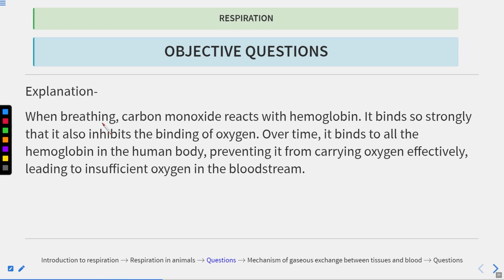Now let's have a look at the explanation. When breathing, carbon monoxide reacts with the hemoglobin. So carbon monoxide is present where? It is present in the atmosphere. It reacts with the hemoglobin and binds so strongly that it also inhibits the binding of the oxygen. Over time, it binds to all the hemoglobin in the human body, preventing it from carrying oxygen effectively, leading to insufficient oxygen in the bloodstream. So it forms carboxyhemoglobin.